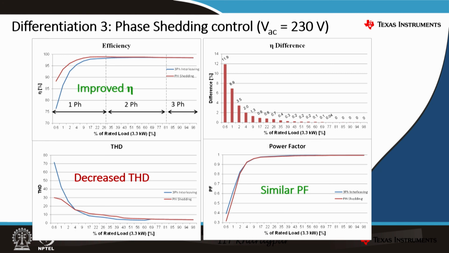Then moving on to the 2-phase operation, that is the mid load condition, we don't see a significant improvement, and as and when we move forward to 3-phase operation, that is full load condition, it has to become similar to the 3-phase interleaving operation. The same thing can be observed in the image on the right in a graphical manner as well, where around 12% improvement is seen in the efficiency at lower rated load, that is nearly at 0.6% of rated load operation. As you move towards 20-25%, the efficiency difference goes on reducing. The THD also has been observed to significantly reduce, and power factor has been observed to be almost similar.